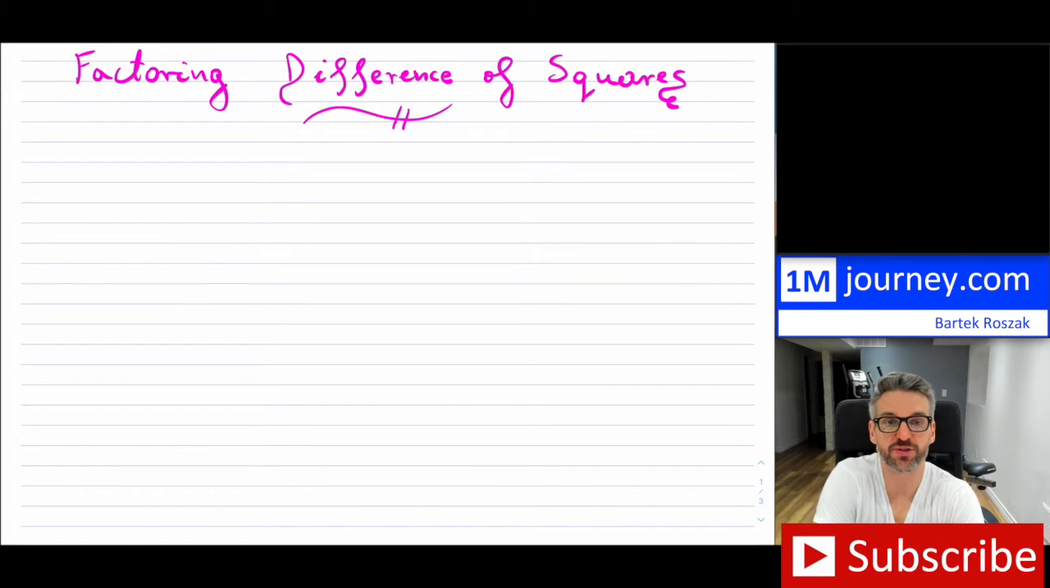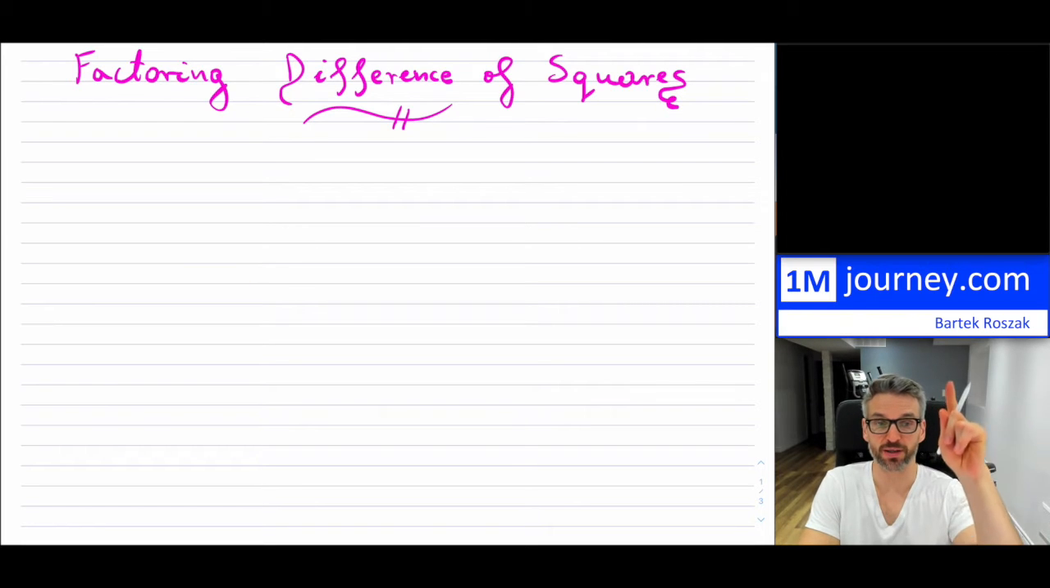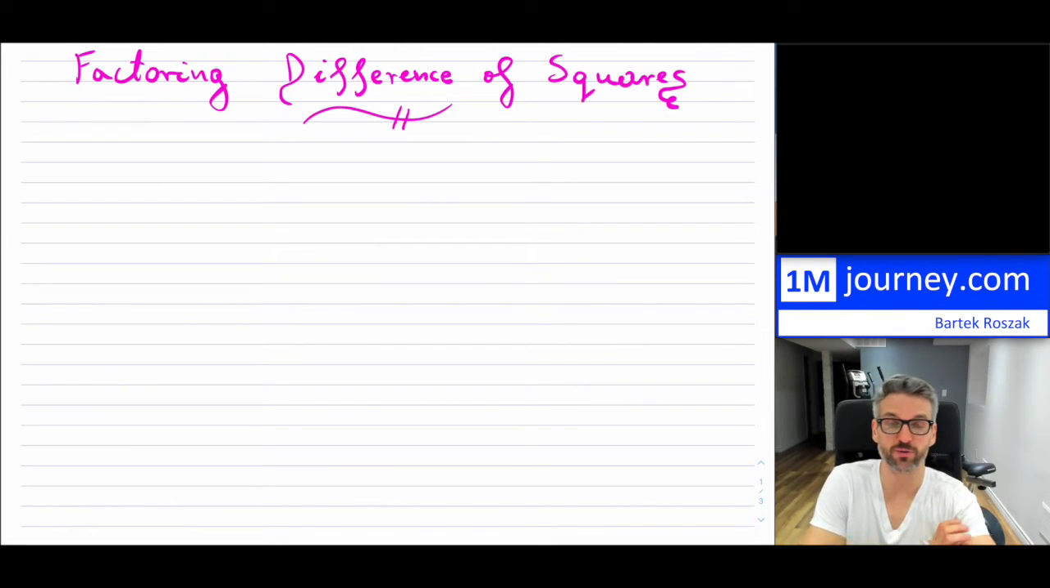Factoring difference of squares. This is still a topic with regards to primarily quadratics in grade 10. Before you tackle difference of squares, you should know what perfect squares are. Now, perfect squares, I'm going to put up a link above. If you haven't watched that video, please do so.